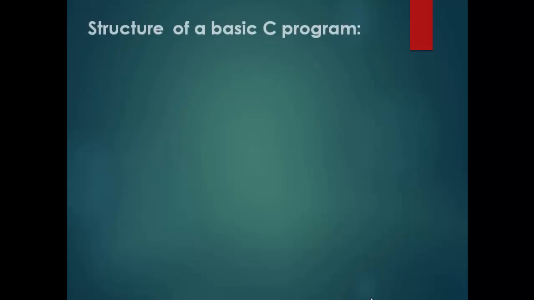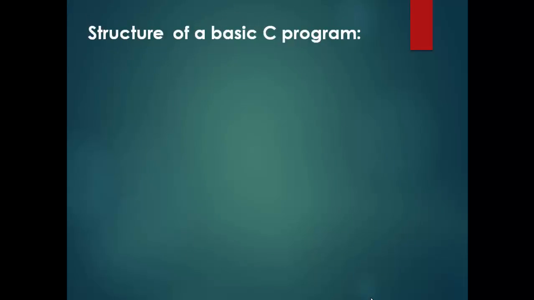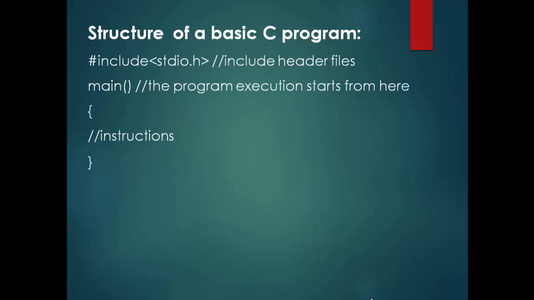Let's see about the structure of C program. Any C program will start with the inclusion of the header files. The general header file that we use is stdio.h. The syntax to include the header file is #include within the braces header file name. So the header file names can be stdio.h, string.h, conio.h, and there are many more header files.